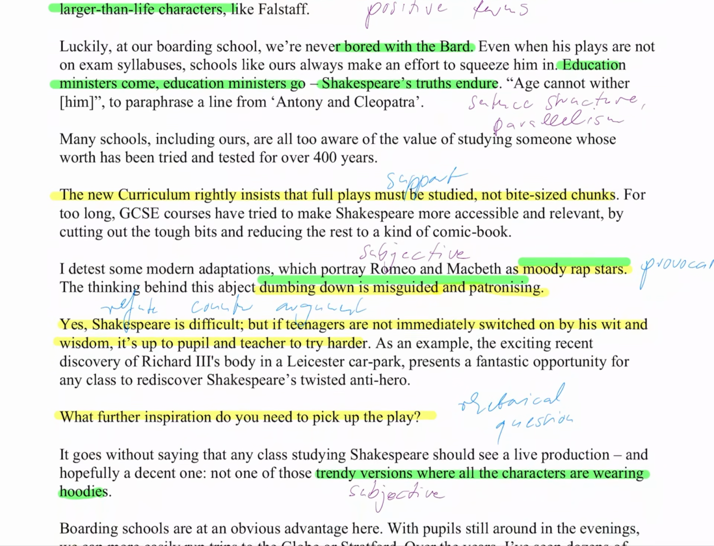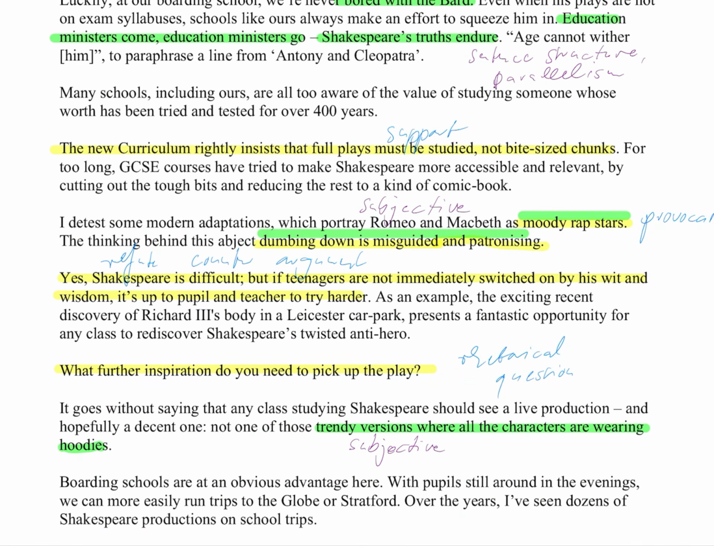Down here, I have marked something for communicative strategies as well as language. From a language perspective, I would say that the description moody rap stars and dumbing down, that's misguided and patronizing, is a very subjective choice of language. So that is clearly subjective, that a modern adaptation of the play where Romeo or Macbeth are apparently dressed in modern ways, that they are presented as moody, and that is dumbing down. Very subjective, but very effective, of course.